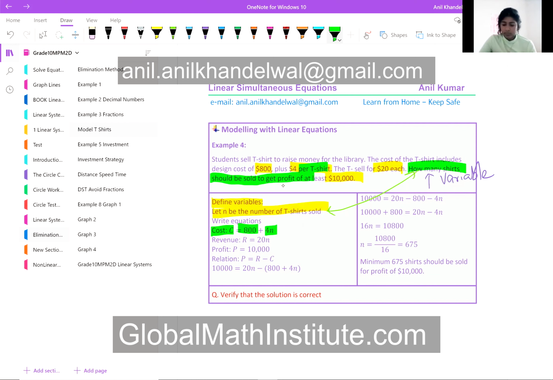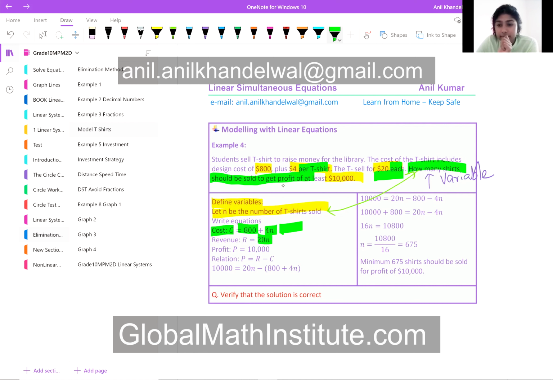So in this case, designing cost of 800 fixed cost plus $8 per t-shirt. Per means rate, and therefore it has to be multiplied by the variable n. So we get the cost of 800 plus 4n clearly. In case of revenue, we are saying $20 each. The key word here is each. As soon as you read that each, you know that 20 should be multiplied by n, right? Therefore, the revenue is 20 times n.